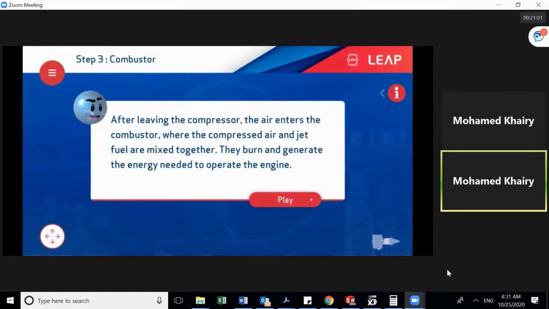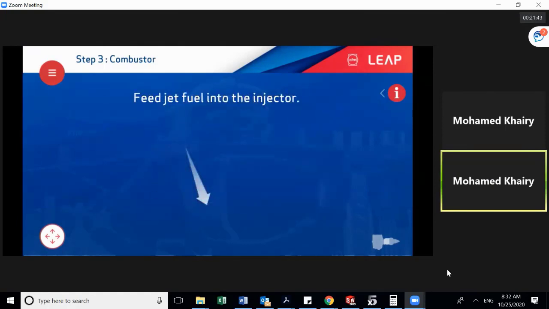So after leaving the compressor, we have left the compressor, okay, and now we are in the combustor. So the air enters the combustor, where the compressed air and jet fuel are mixed together. So we have air from the compressor, and there is a fuel line which will bring the fuel from the fuel tank, and then there would be a mixture. Okay, and they burn and generate the energy needed to operate the engine. So this is the function of the combustion chamber. Okay, clear? So let's see it.